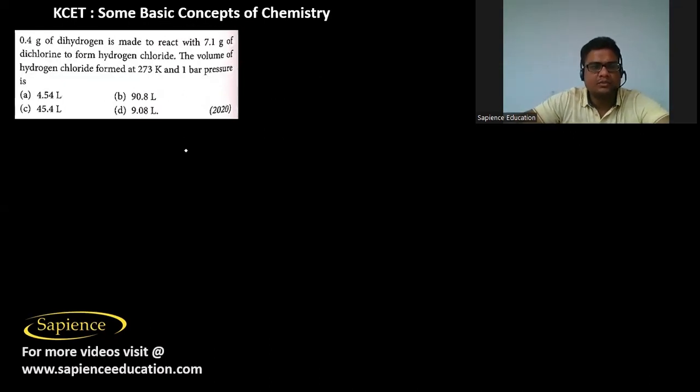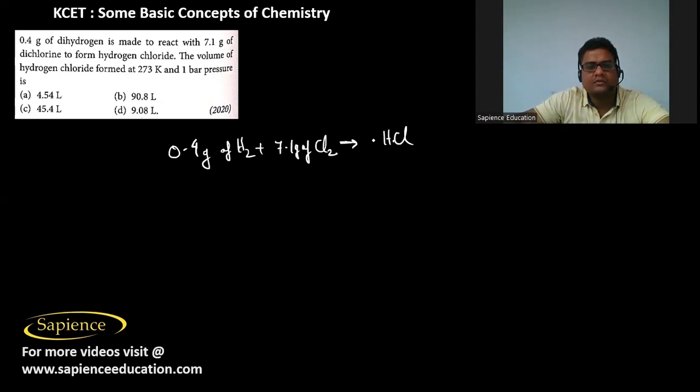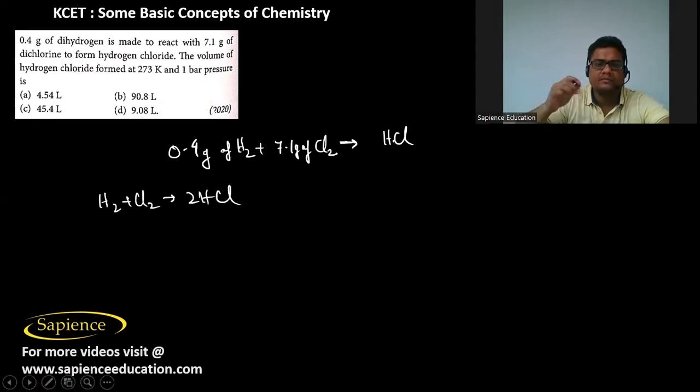Then here it is told 0.4 gram of dihydrogen, H2, is made to react with 7.1 gram of dichlorine, Cl2, to form hydrogen chloride, HCl. So the reaction is H2 plus Cl2 gives 2HCl. The volume of hydrogen chloride formed at 273 Kelvin and 1 bar pressure is.